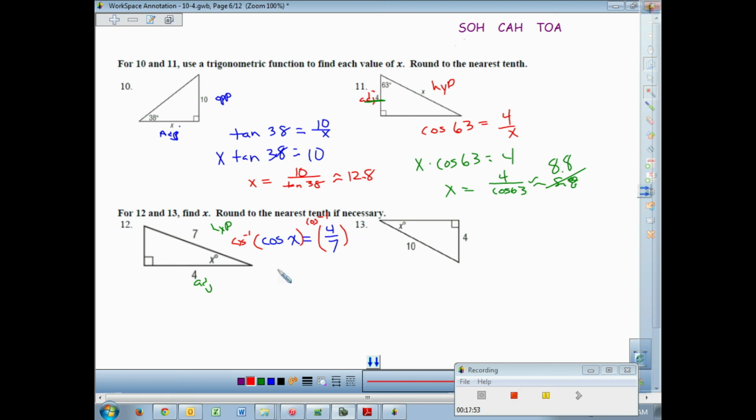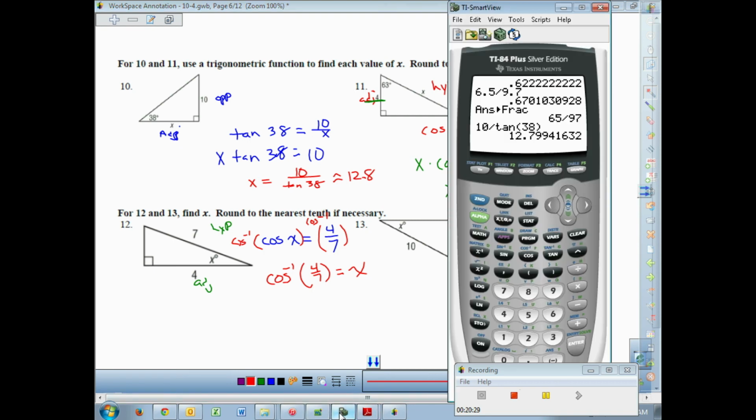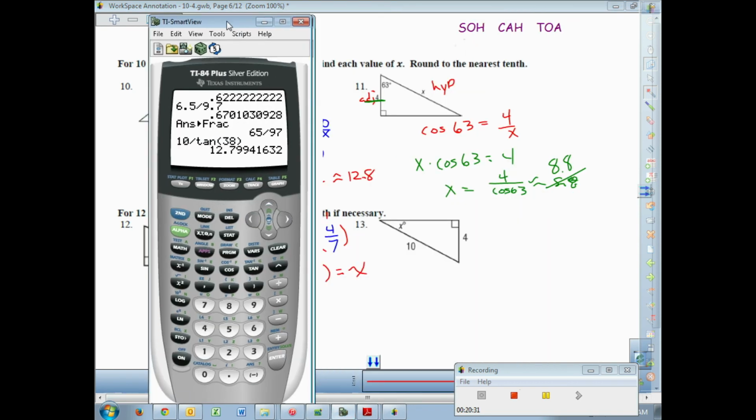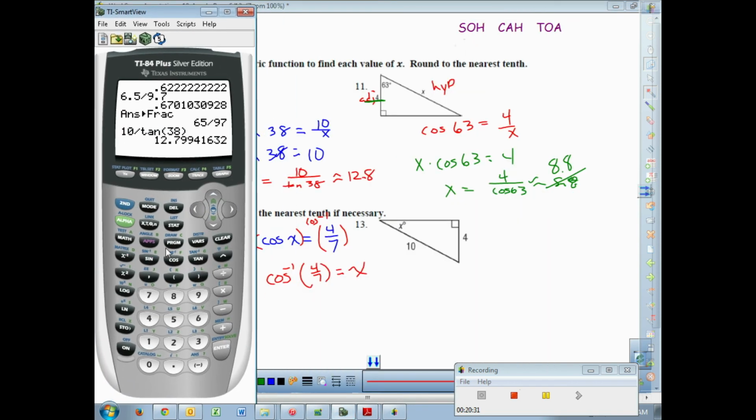So this is what we did back in the day. We just said make them switch places. The cosine inverse of 4/7 equals x. The 4/7 and the x just do the old switcheroo, right? To punch that in, those are right above your sine, cosine, and tangent buttons. It's the little -1, and you should know by now that that's read out loud as inverse. So for 4/7, just type in 4 divided by 7.